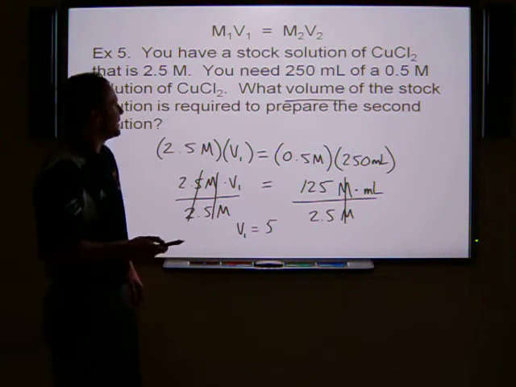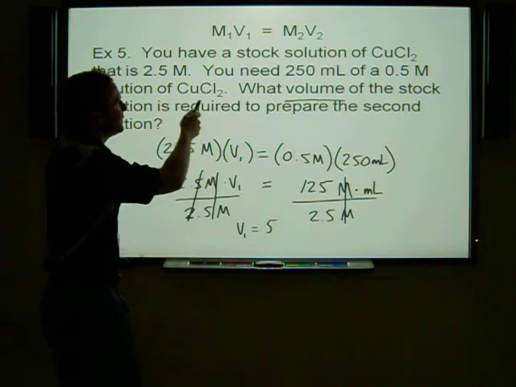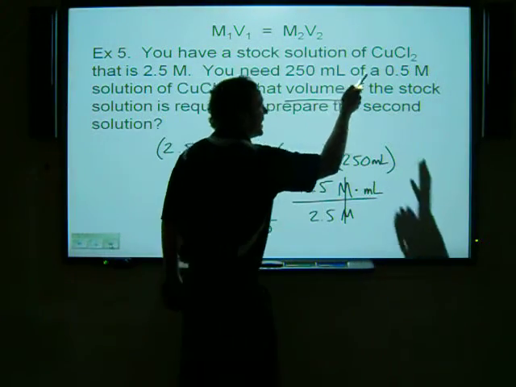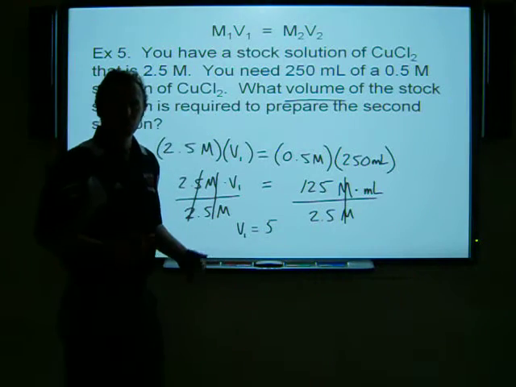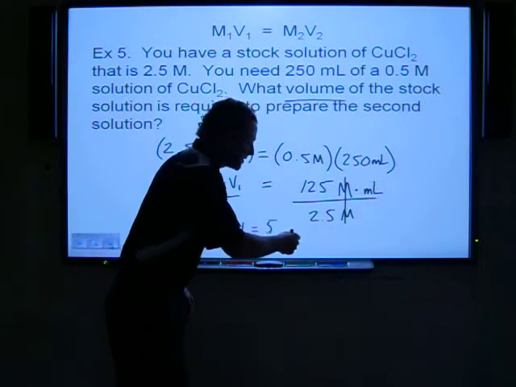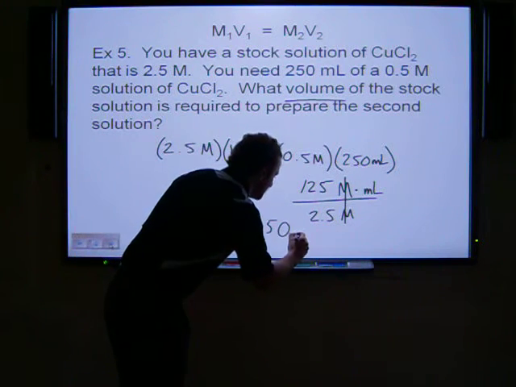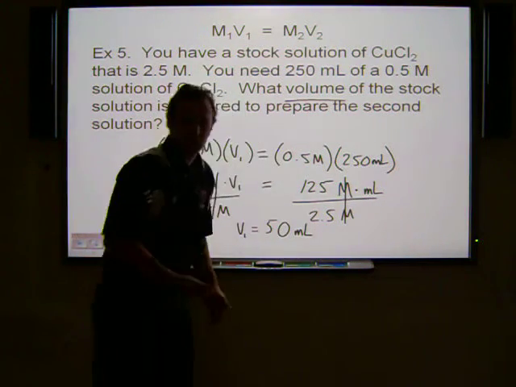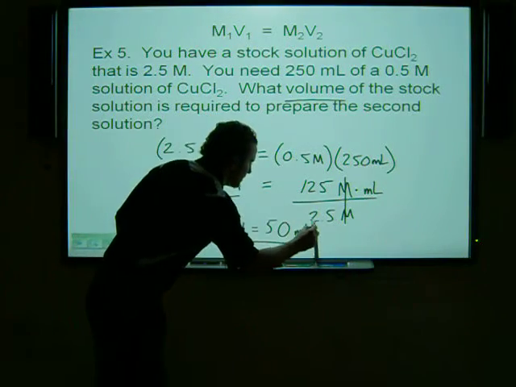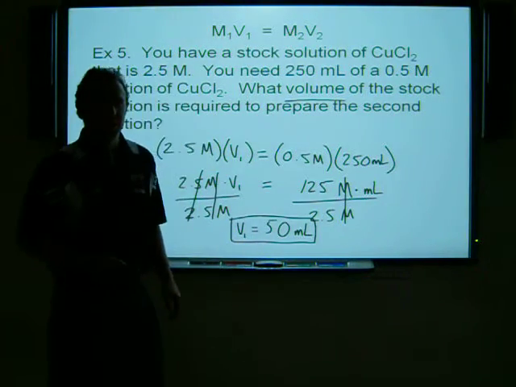Let's go back and check sig figs. I'm looking at 2 sig figs. I only see 2 here because the 0 doesn't count, no decimal. And I see just 1 sig fig there. So really at the end, instead of 50 with a decimal, I'm just going to put 50 milliliters. And that follows with my sig figs. So final answer would be 50 milliliters of that stock solution.